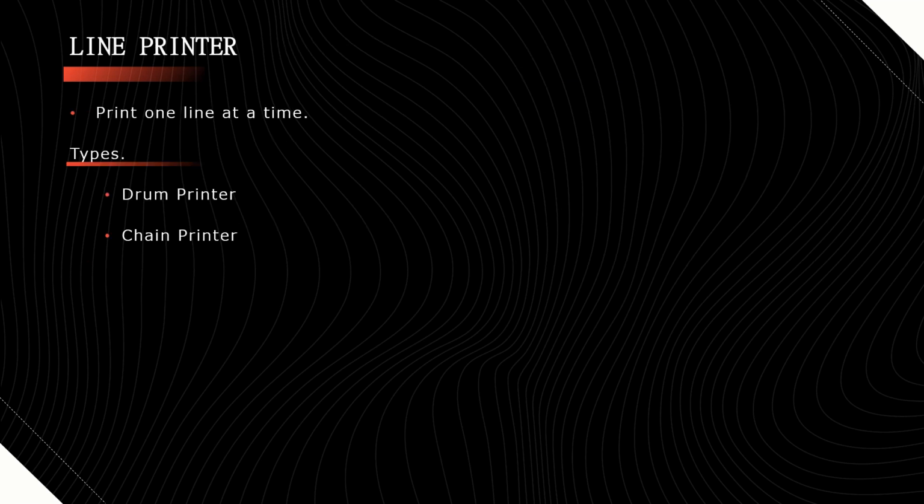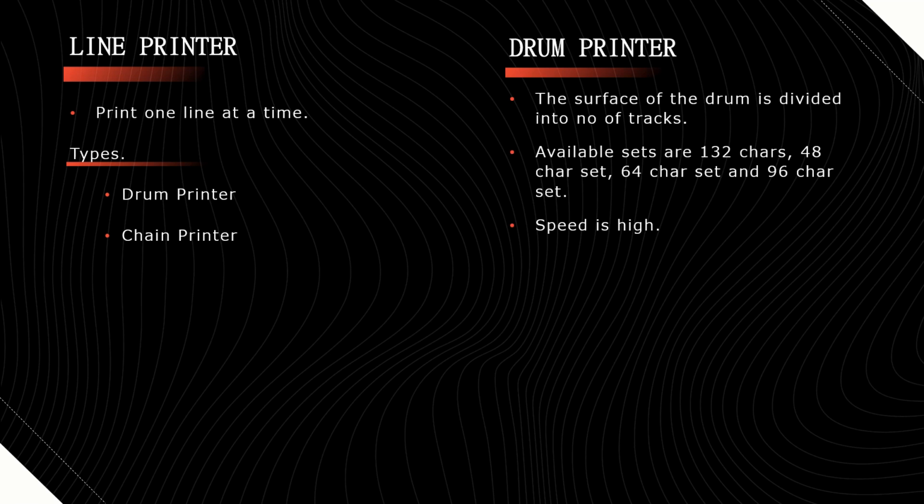Line printer. These are used to print one line at a time. These are of two types: drum printer and chain printer. Drum printer. This printer has a drum shape, and the surface of the drum is divided into a number of tracks. The basic drum printer consists of 132 characters and is also available in 48 character set, 64 character set and 96 character set. The speed of these printers is high. These are expensive, and fonts cannot be changed by using these drum printers.